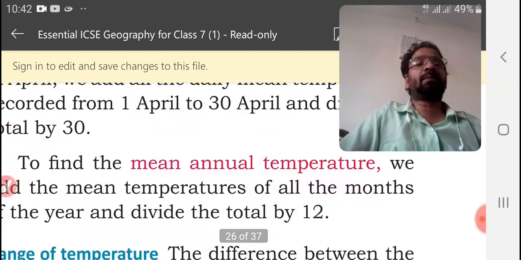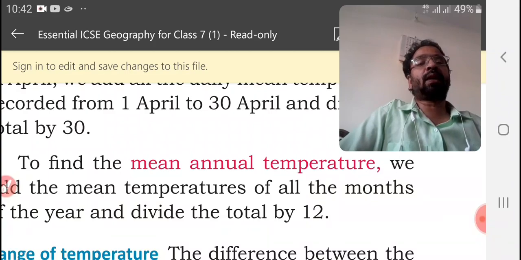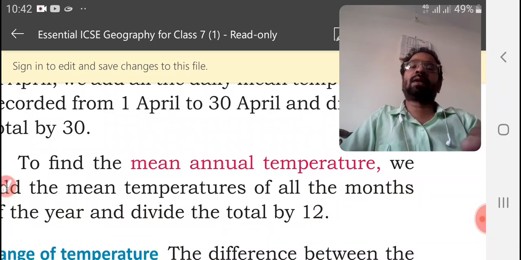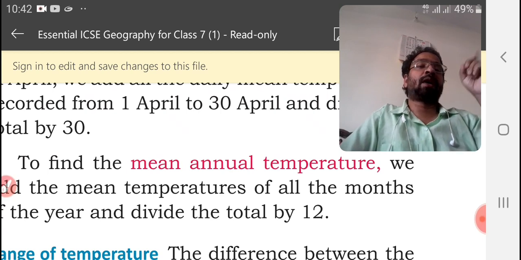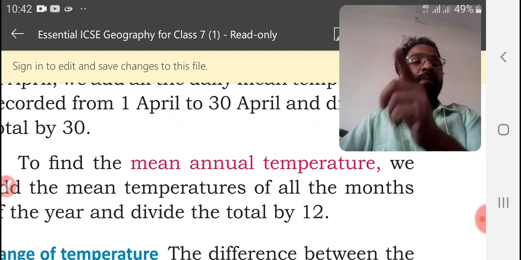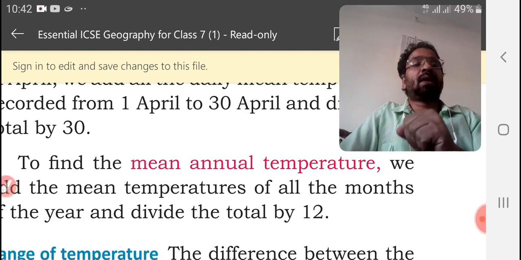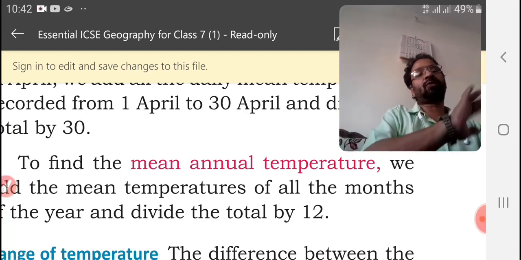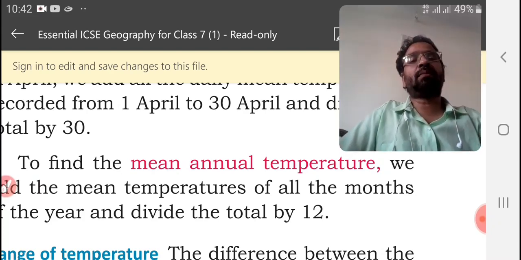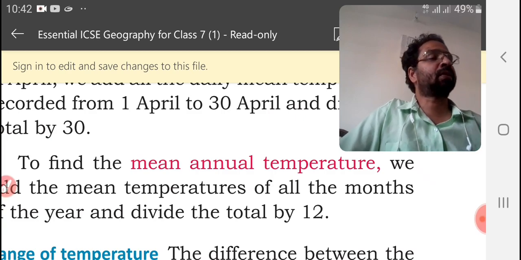And to find the mean annual temperature, we add the mean temperature of all the months. Here, for getting the annual temperature, add the mean temperature of all the months, and after that divide by 12, then you will get the mean annual temperature.